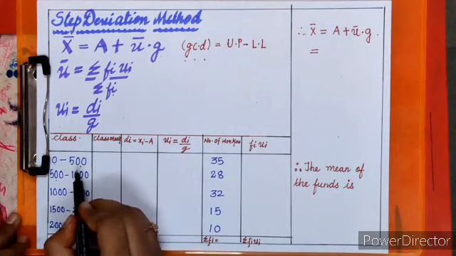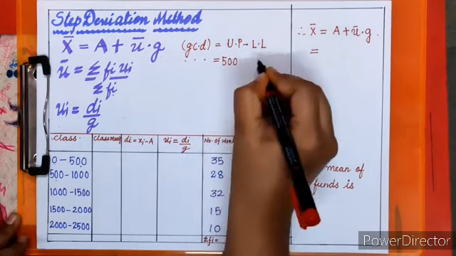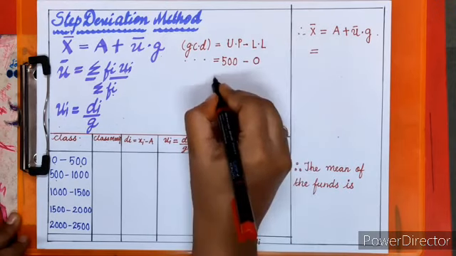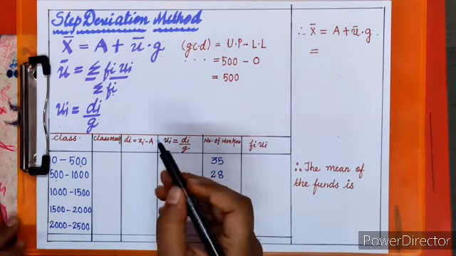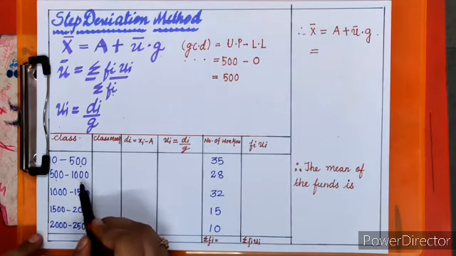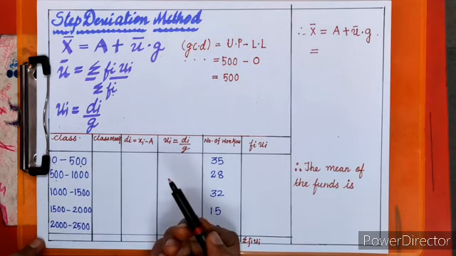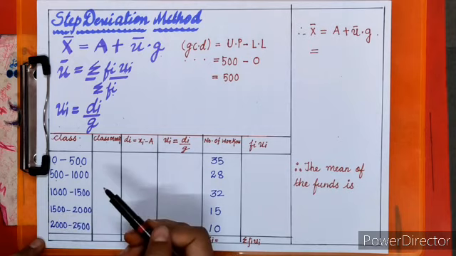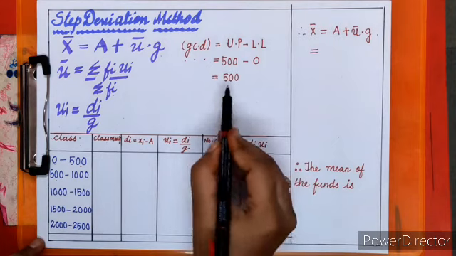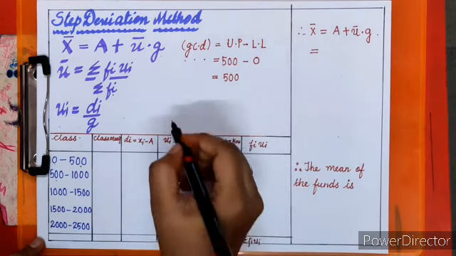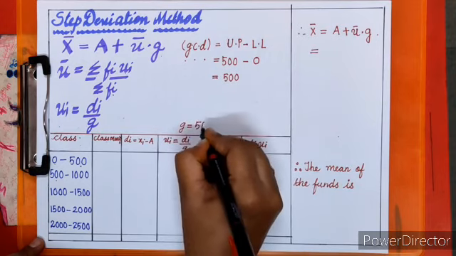So can you say what is the upper limit here? The upper limit of the first class is 500 and the lower limit is 0. So your G becomes 500. You can check the G by another class also. 1000 minus 500 is 500. 1500 minus 1000 is 500. 2000 minus 1500 is 500. And 2500 minus 2000 is 500. Which means the value of G is 500. We will write here G is equal to 500.